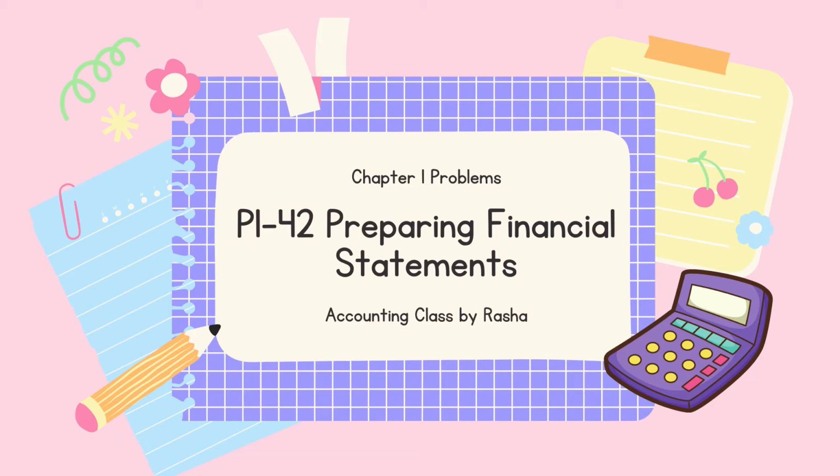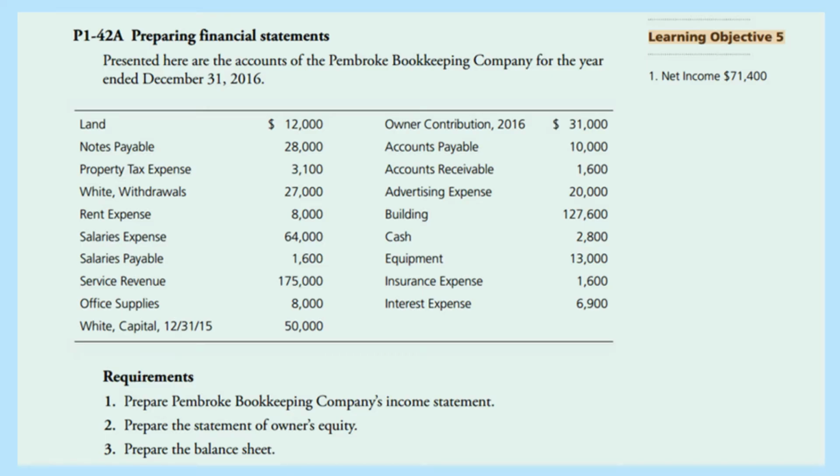Hello, Chapter 1 Problems. This is the fourth problem for Chapter 1. Problem 142, Preparing Financial Statements. Presented here are the accounts of the Pembroke Bookkeeping Company for the year ended December 31st, 2016. Now here we have a set of accounts. Then he's asking to prepare an income statement, statement of owner's equity, and balance sheet.